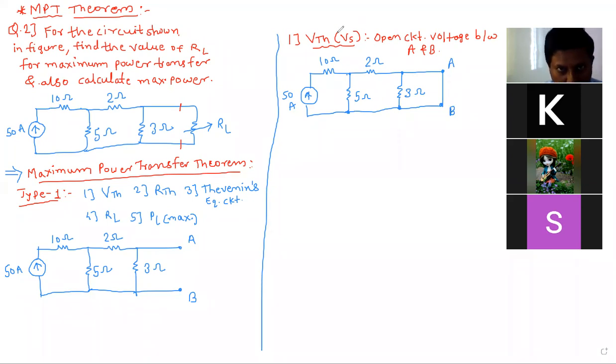So as per rules, we have already solved such problems in which, sorry, we are not shorting, we are making it open. We are not calculating current, we are calculating the open circuit voltage. So this is A and this is B. Now the open circuit voltage will be VTH. This is plus, this is minus.